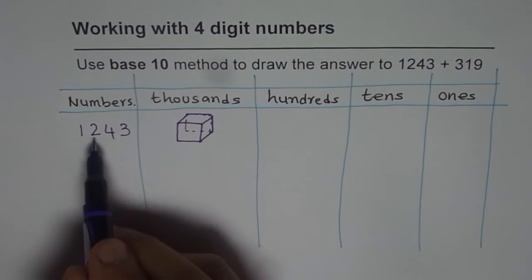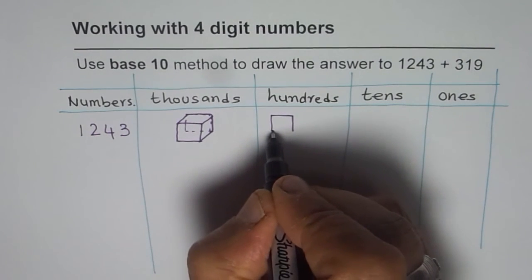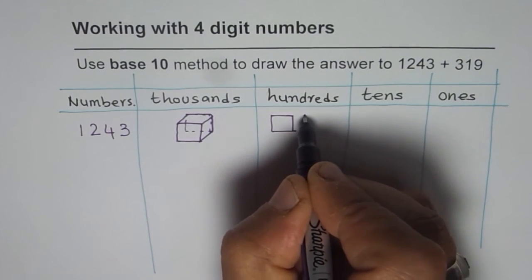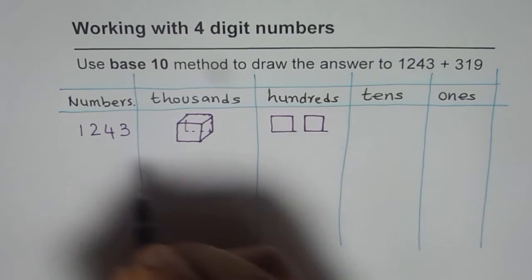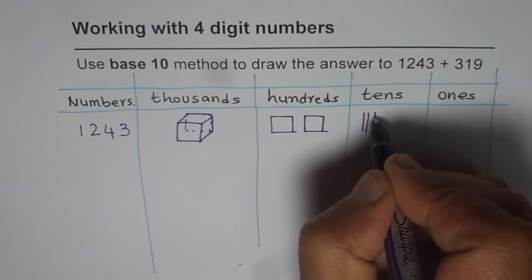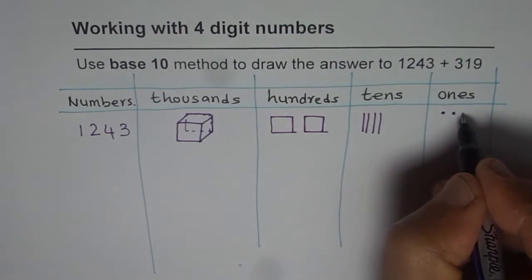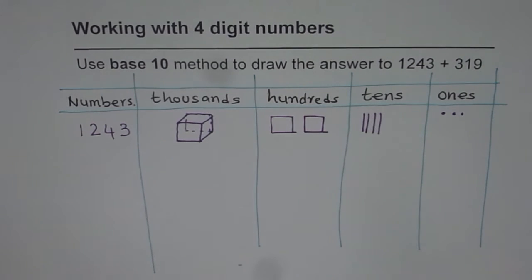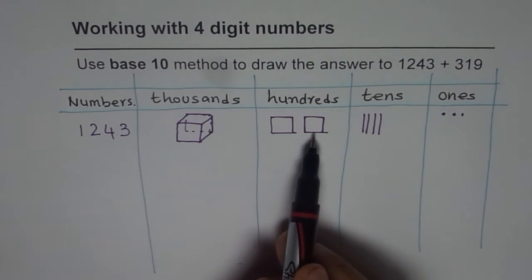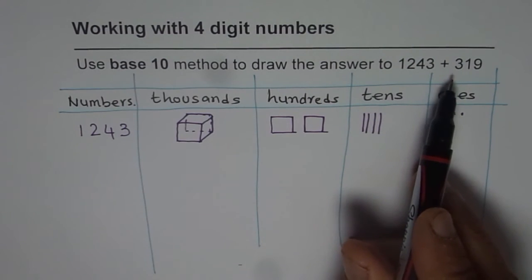So this is an easy way of making a cube. Now we need to draw 2 hundreds, just 2 squares. Okay, so these are the 2 squares representing 2 hundreds. 4 tens. 1, 2, 3 and 4. 3 ones. 1, 2 and 3. So we get 3 ones here. So that is the first 4-digit number, 1243. The second number is 319.